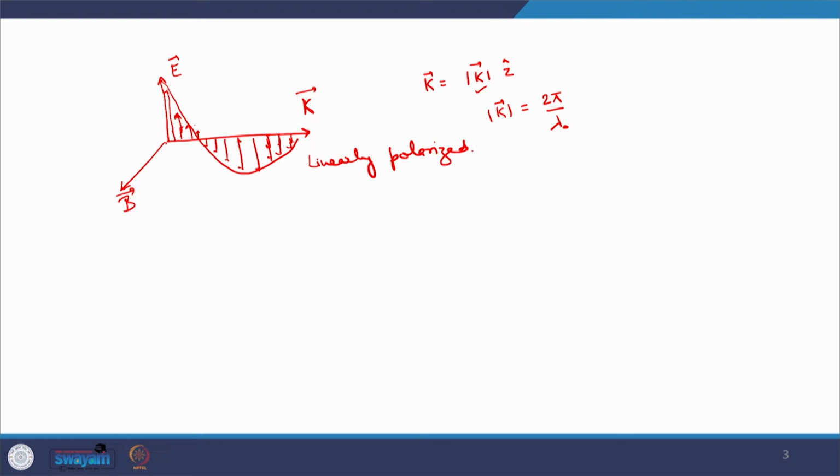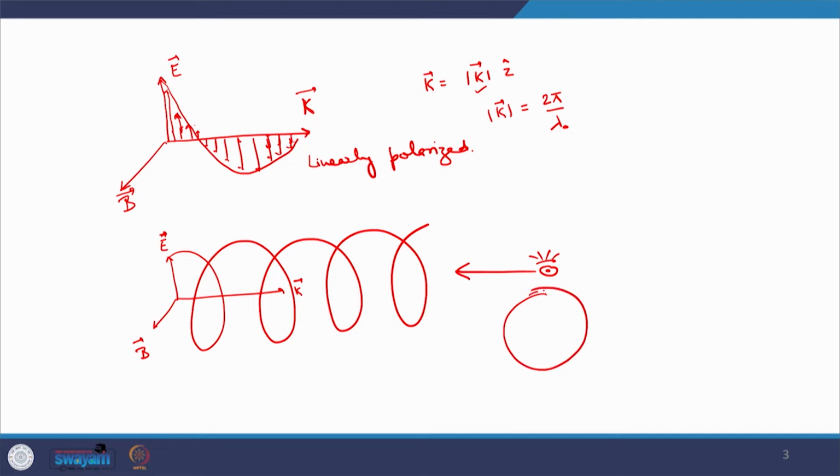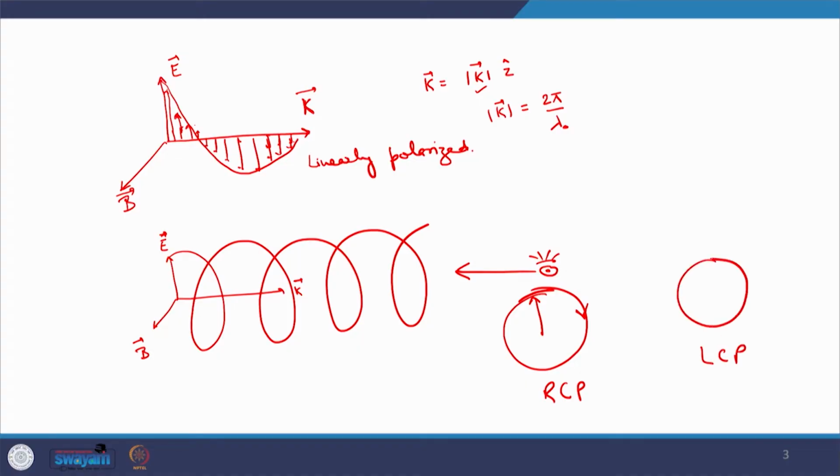circular polarization, and in case of circularly polarized light, the tip of the E vector forms a circle. In this case the E vector rotates like this. Now if you keep your eyes here and see from this direction, you will see a circle, and the tip of the electric field vector rotates on this circle, and in this particular case the rotation is in clockwise direction. Such a wave is called right circularly polarized wave, RCP. If the rotation of the electric field vector is in anti-clockwise direction, then such a wave is called left circularly polarized wave, like this.